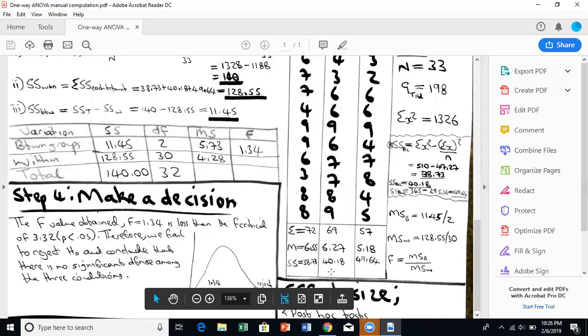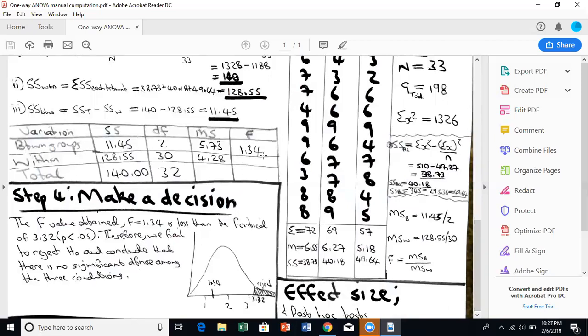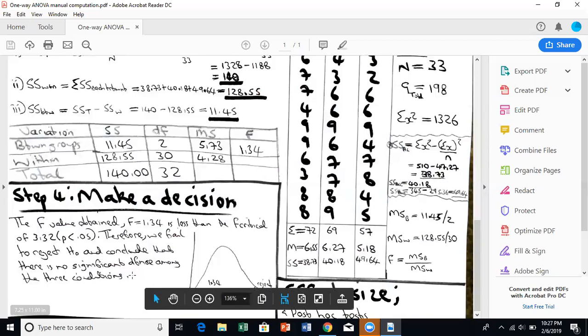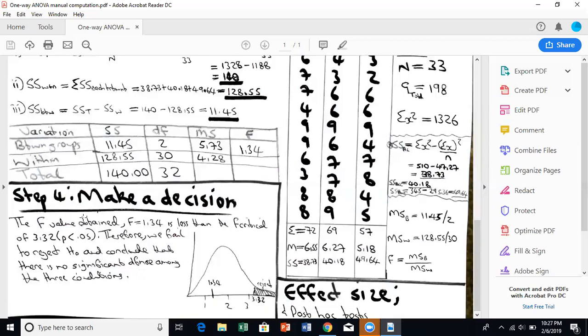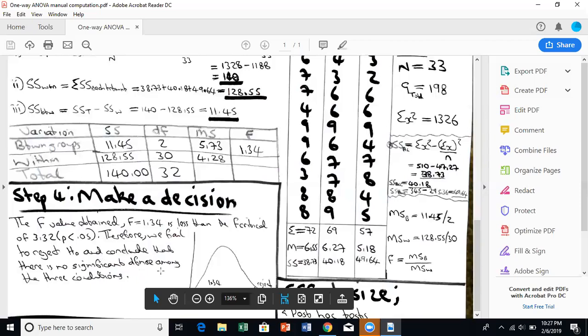Like what I showed in the t-test, if the value that you obtain is more than the critical value, you reject the null hypothesis, like what I'm showing on that diagram. Sorry for my writing again. So 1.34 is less than 3.32. So we fail to reject the null hypothesis. So this is how we conclude. That's step number 4. You make a decision. So I wrote for you very nicely here. If the value obtained is less than the critical value, therefore we fail to reject and conclude that there is no significant difference among the 3 conditions.